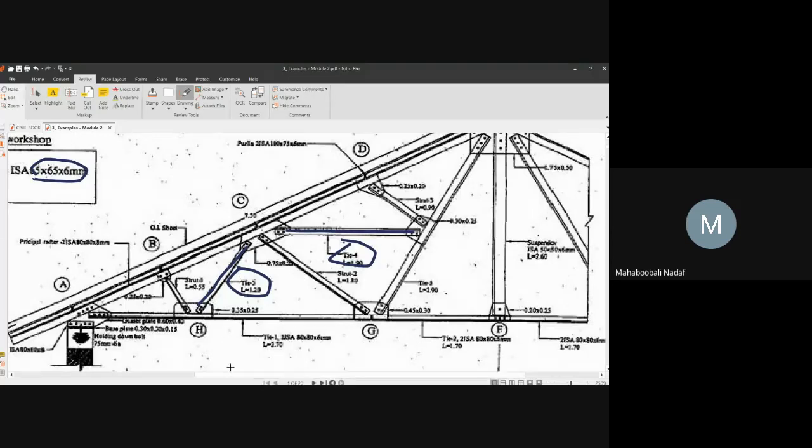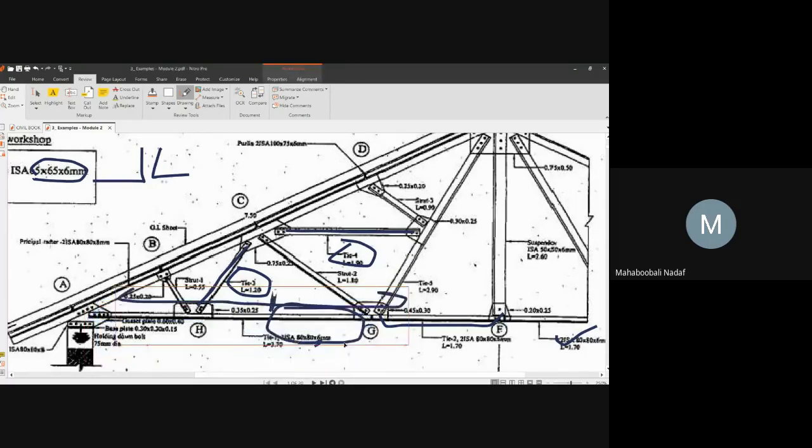These are called tie members. Can you see tie member 1 is here, from this to this. Its tie member is given as 2 ISA, means two angles are there, and its size is also given, 60 by 60 by 6. Here tie 2 from here to here, again 2 ISA, 60 by 60 by 6. Tie 1 member is here, tie 2 member is here, and the same mirror copy will be on this side also.